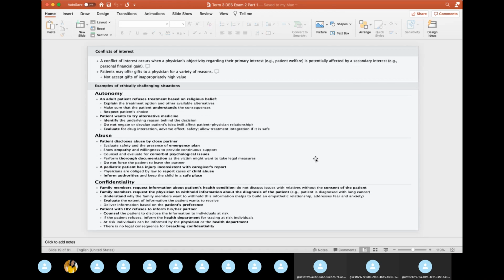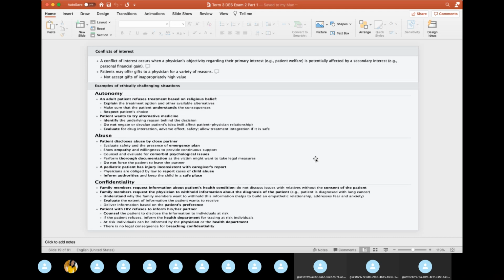A pediatric patient has injury inconsistent with caregiver's report. What are you going to do? You need to inform authorities, okay? You are obliged to report cases of child abuse. Confidentiality. Family members request information about the patient's health condition. Can you give the family member the info without the consent of the patient? No, you need the consent of the patient.